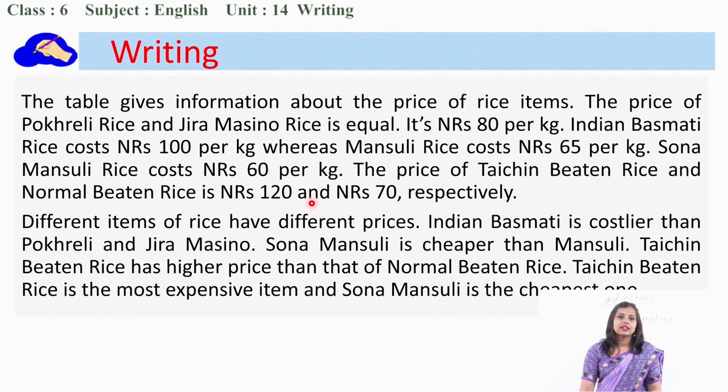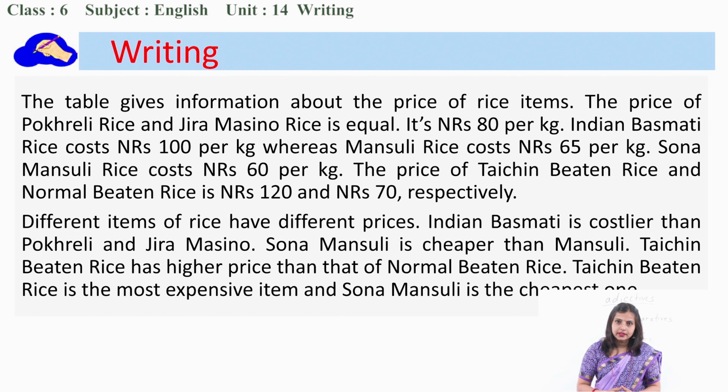Okay. So that is here in the first paragraph, the table has been described. Okay? Whatever things are there, you see the rice items are mentioned and their price is mentioned here. Let's see the second one. Different items of rice have different prices. Indian Basmati is costlier than Pokhreli and Jeera Masino. Now what is being done here? Tell me. Yes, of course, the comparison is done.